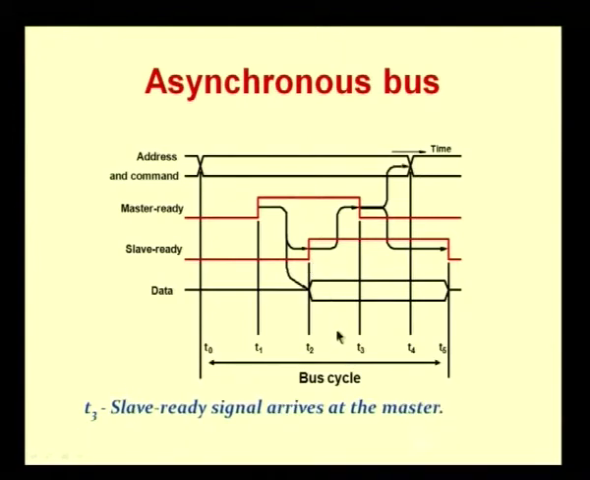Now, the slave ready signal arrives at the master, let us say at time t3. Once the slave ready signal is seen by the master, it can go ahead and read the data. So, at t3 the slave ready signal has arrived at the master, and the master now removes its master ready signal. You can see that at t3 the master ready signal goes down, which means that the master has now taken the data that was available.